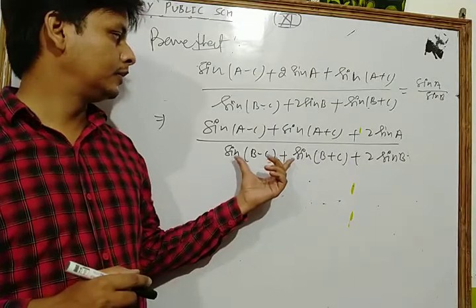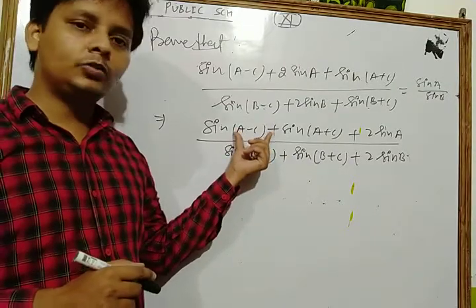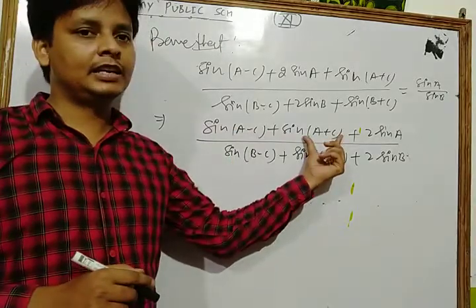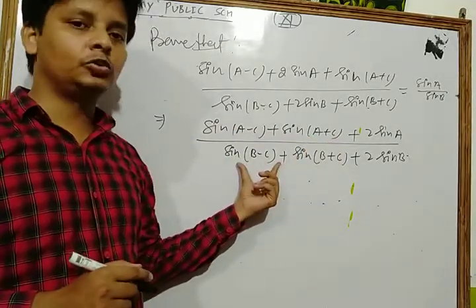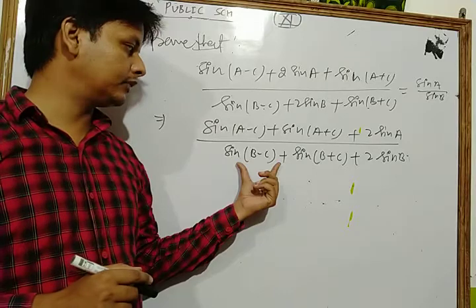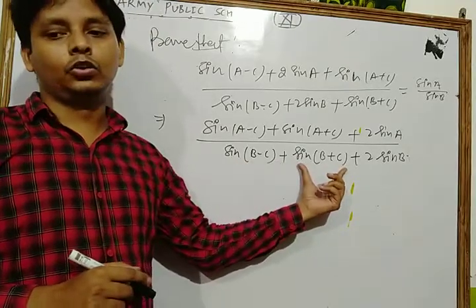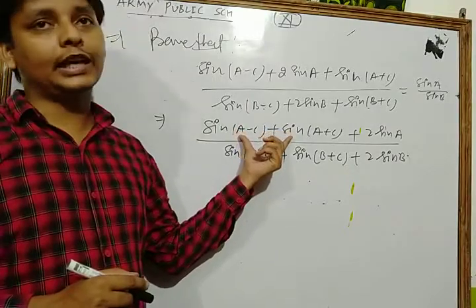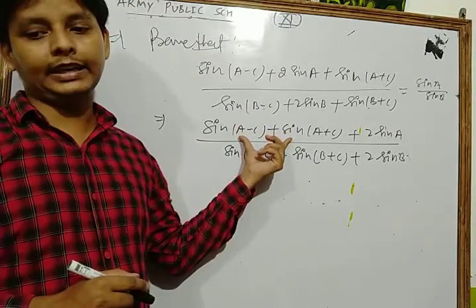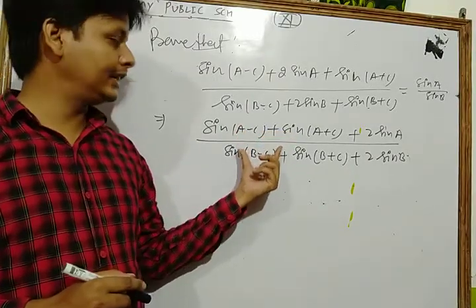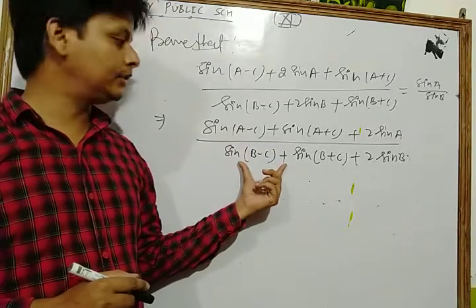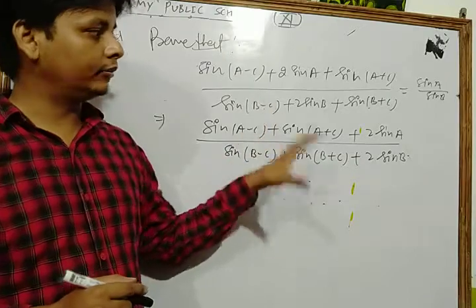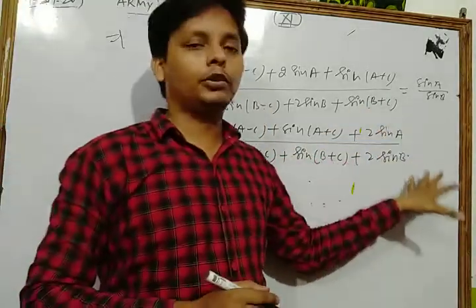Here in the numerator we apply the formula sin C plus sin D. The same thing in the denominator, we apply the formula sin C plus sin D. After solving that part we get 2 sin a cos c, 2 sin a cos c, and in the denominator we get 2 sin b cos c.